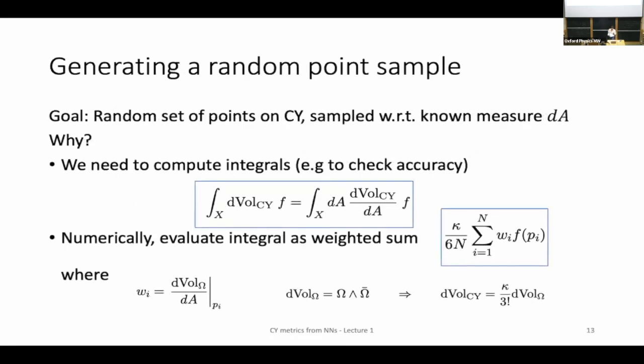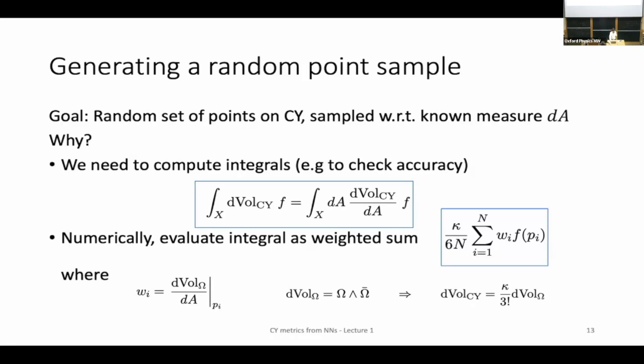Anyway, so what do we want? We want a random point sample so that we can compute integrals. And these integrals are needed to check accuracy, as we will see in a bit down the line in this lecture. Numerically, we want to evaluate these integrals using a weighted sum, as we heard in James' talks. The overall factors here can look a bit confusing, but it depends on how you define these measures that James called mu and mu prime.